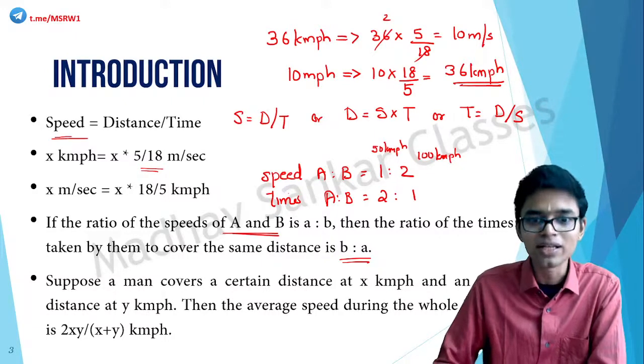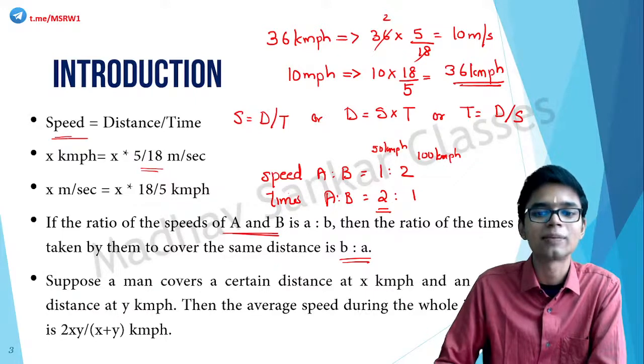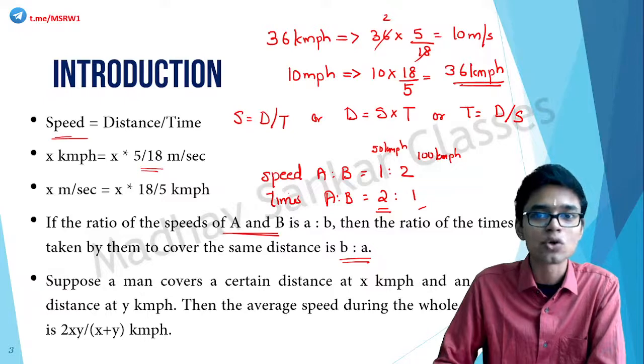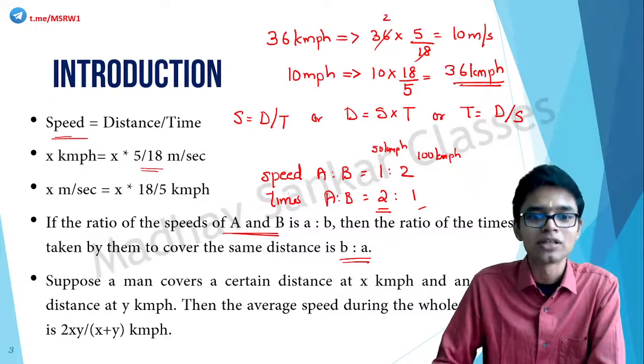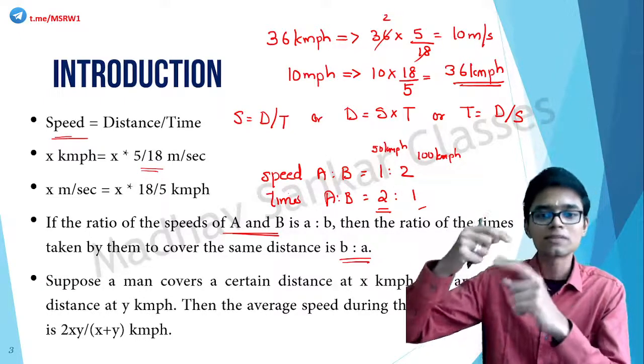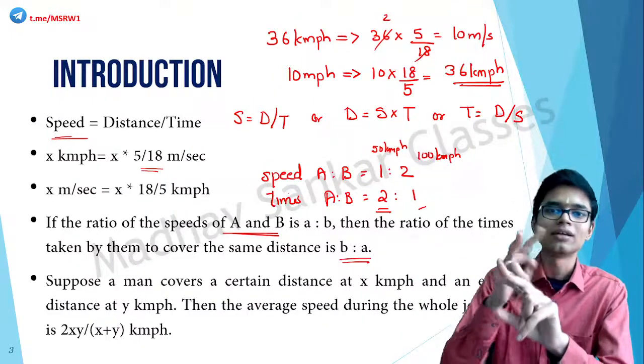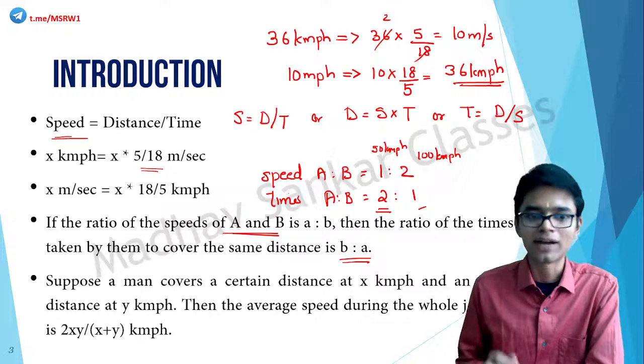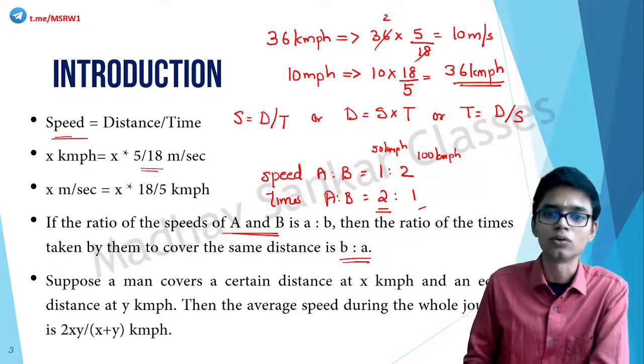What does this mean? This means A will take twice as much time as B. That is correct, right? A is going at half the speed, so it will take twice the time. So the ratios of speed and time will always be the reciprocal of each other. Keep that in mind. Very, very useful to do a lot of questions.